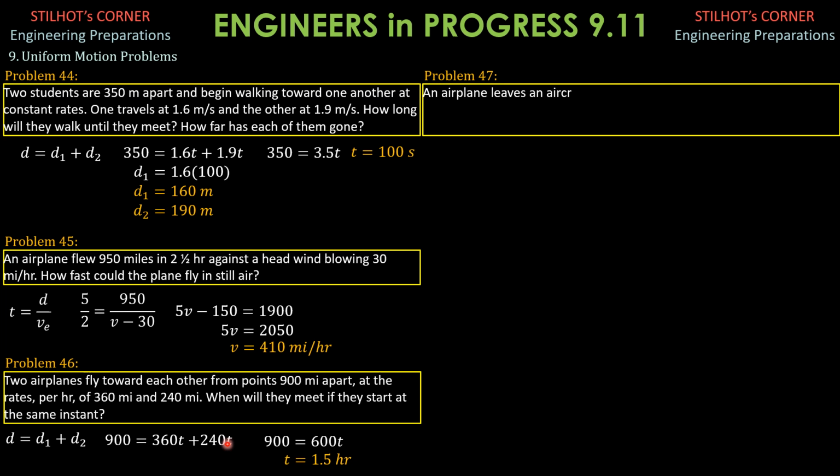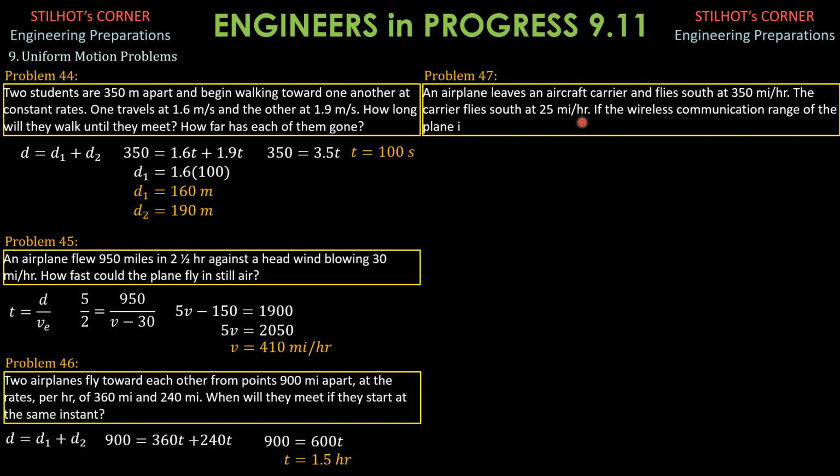An airplane leaves an aircraft carrier and flies south at 350 miles per hour. The carrier flies south at 250 miles per hour. If the wireless communication range of the plane is 700 miles, when will it lose touch with the carrier?